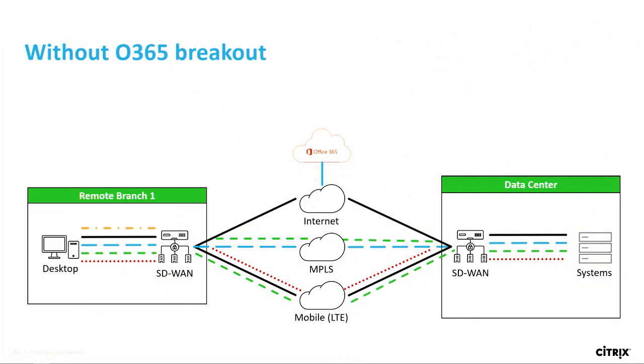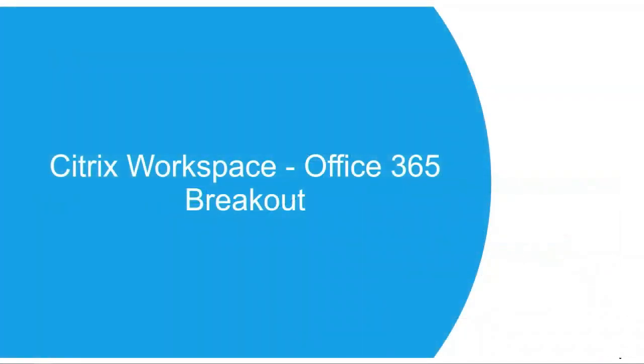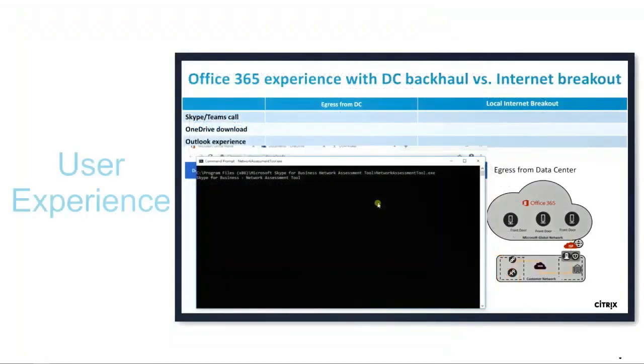So here we see our different flows, and basically if we're going to connect to Office 365 in a backhaul scenario, this is what's going to happen. You're going to be optimized across your wide area, but you're going to hairpin through the data center, and obviously that's going to be more latency. And so here's a quick look at what's going to happen if we do that.